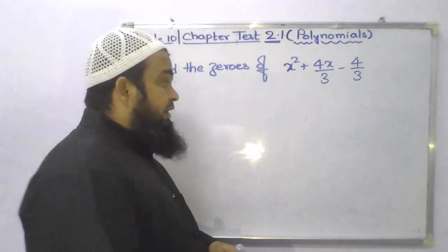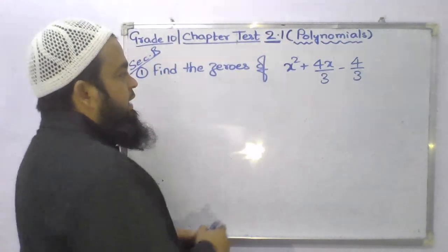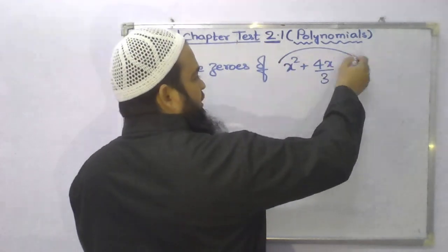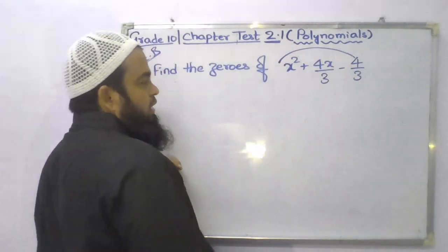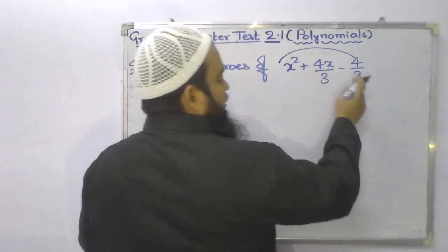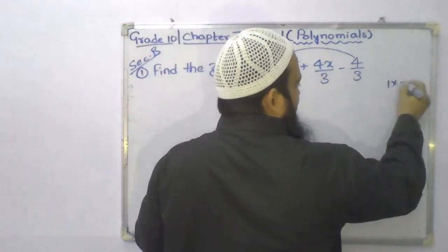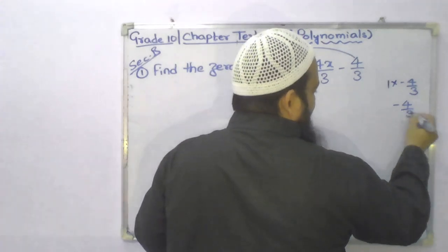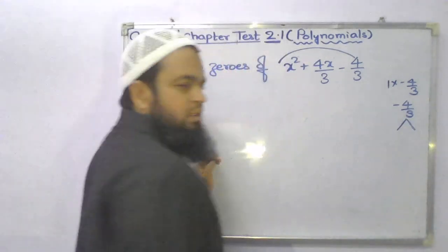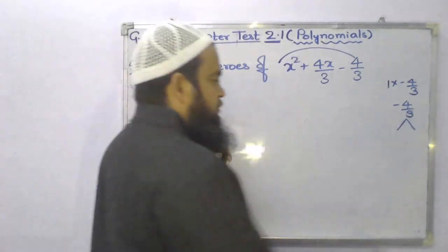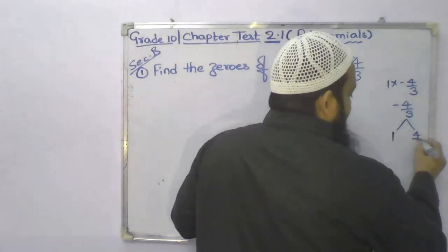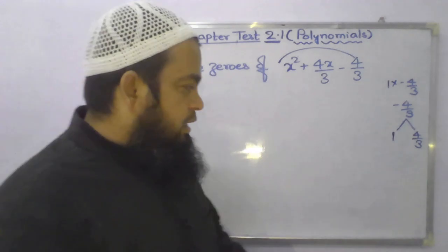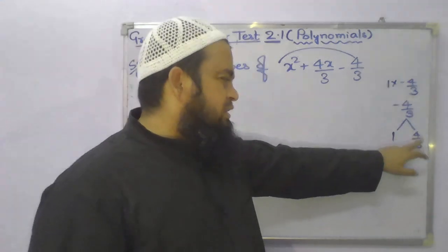Just now while writing, I just got a weird idea. See, how to split the middle terms? Multiply the coefficient of x square and the constant, right? So 1 into minus 4 by 3 is minus 4 by 3, right? So what are the factors of it? So 1 into 4 by 3. If I add 1 and 4 by 3, here what happens? 3 ones are 3, 3 plus 4, 7, 7 by 3.